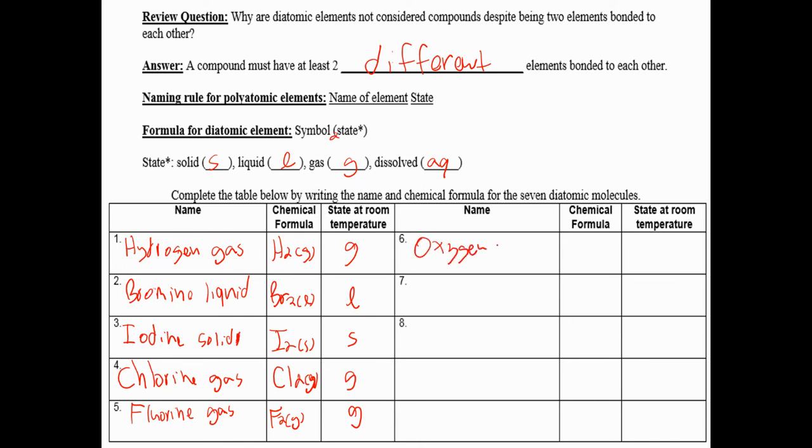We have oxygen gas. And again, same idea. In a chemical reaction, we might just say oxygen, but you need to know that that's oxygen gas, which is O2 gas. That's a gas at room temperature. So far, let's see.